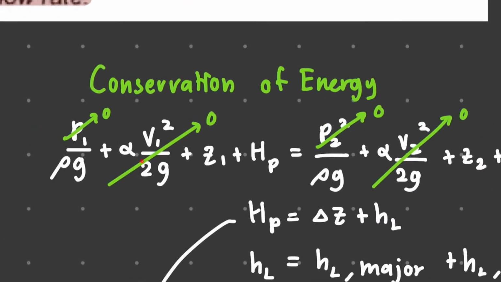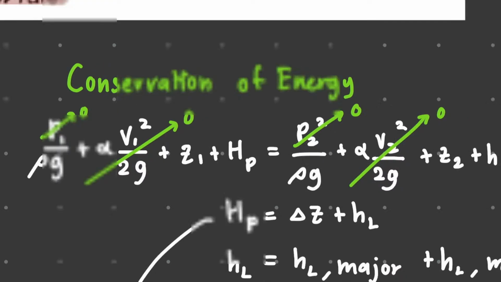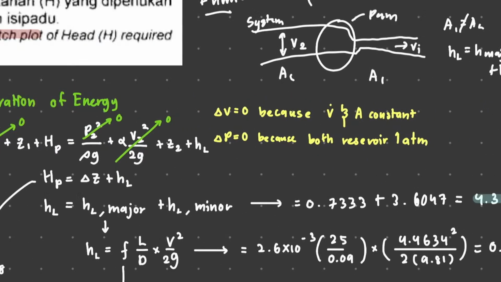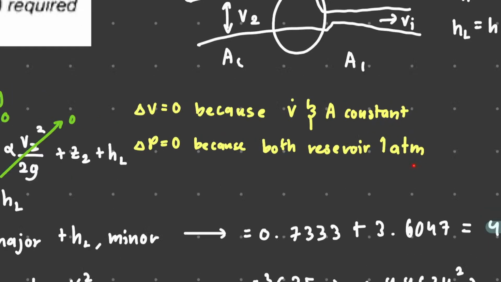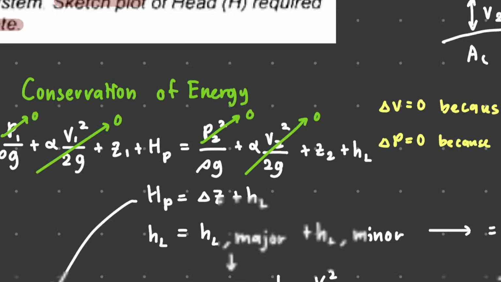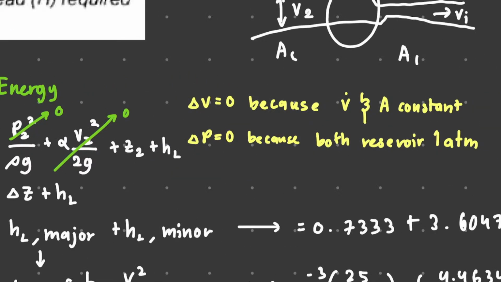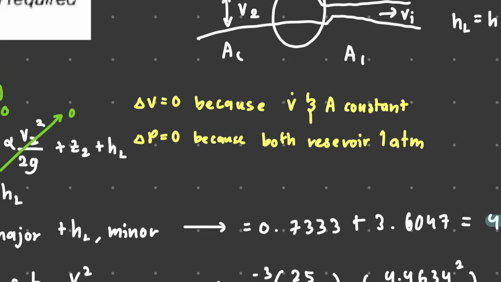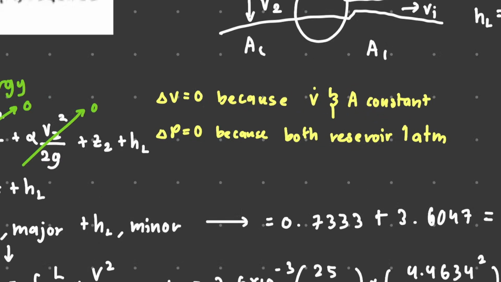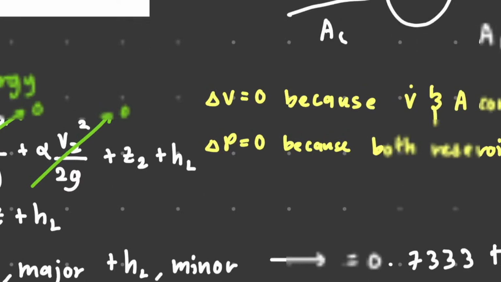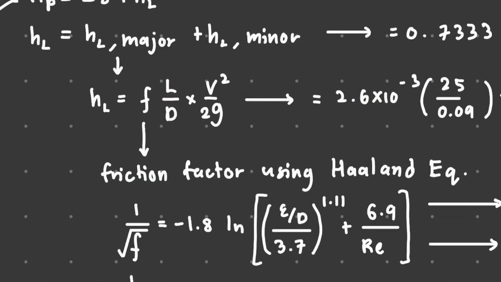Okay, so write, then P0, because both reservoirs exist at 1 atm. V0, because there is no difference in velocity, because we assume that the flow rate is constant and also the area is constant. Flow rate over area, velocity constant. L over D times V squared over 2g.